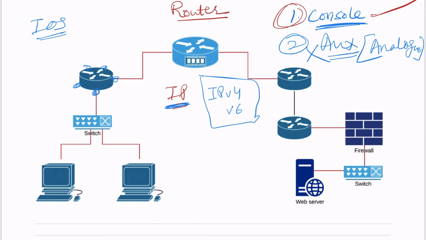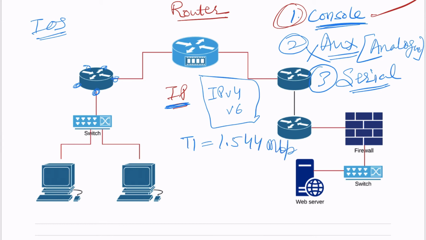So I was talking about console, auxiliary, and third was serial. Serial interfaces are actually point-to-point interfaces. These are not very high-speed interfaces. The examples of serial are T1, which used to provide maximum speed of 1.544 Mbps. Nowadays it is just very meager. E1 is 2.048 Mbps, very low speed. Nowadays we get 100 Mbps, 1000 Mbps. So these serial interfaces are losing their charm. The most popular interfaces are Ethernet based.